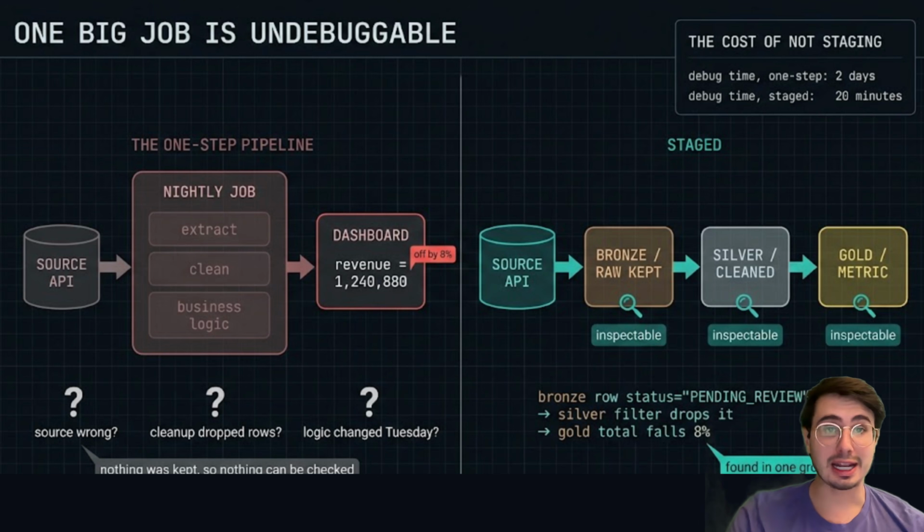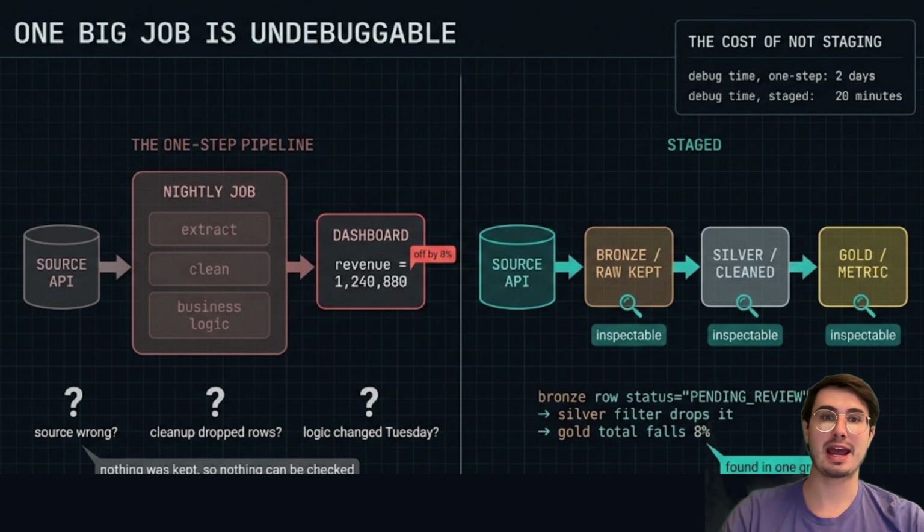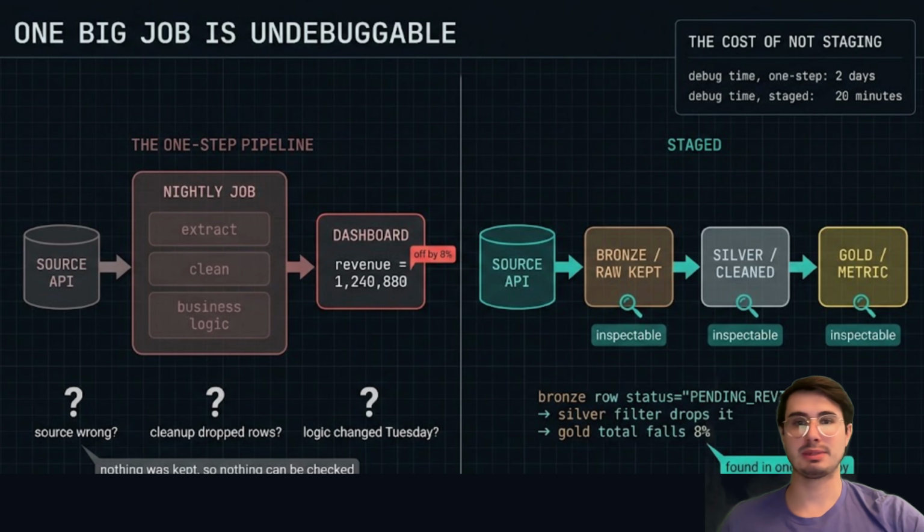If you've been on the wrong end of this, it very much hurts, right? Maybe you have a pipeline that pulls from a vendor API every night, and one morning the number's off by 8%, and it takes you 2 days to work out that the vendor had quietly started returning a new status value that my filter was dropping. And if you had kept the raw payload, that's maybe a 20-minute fix. But if you don't have that information, it can be up to 2 days, right?